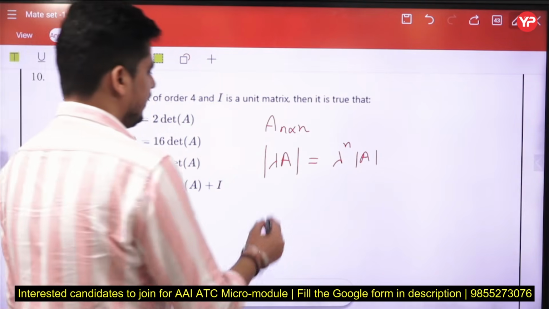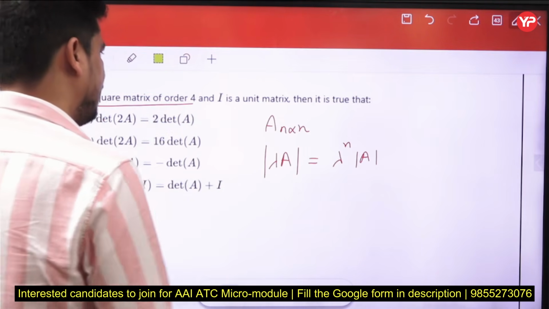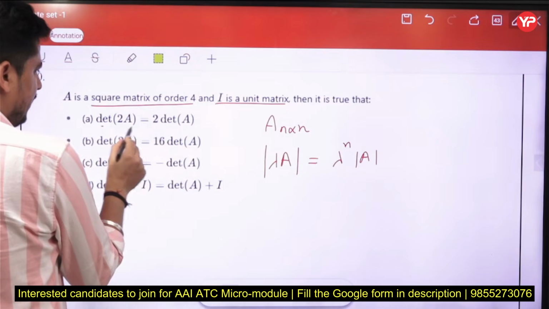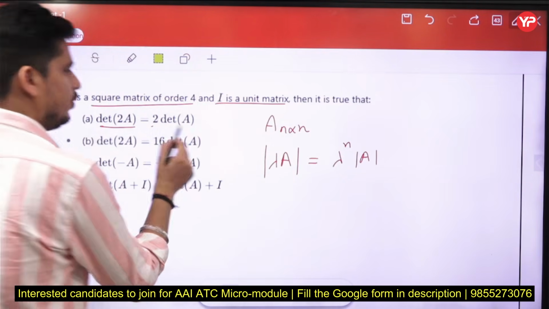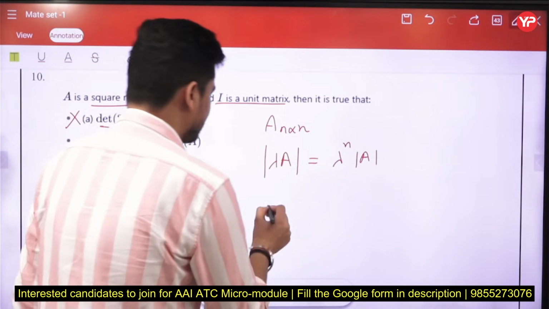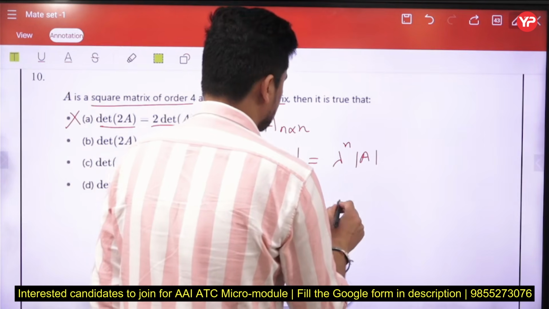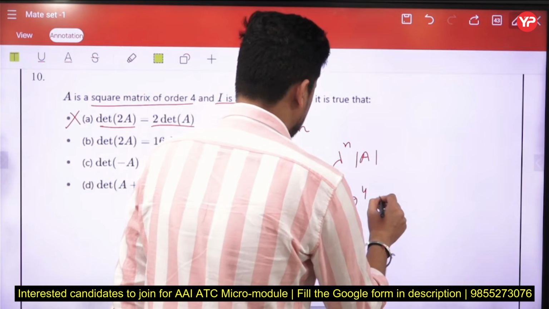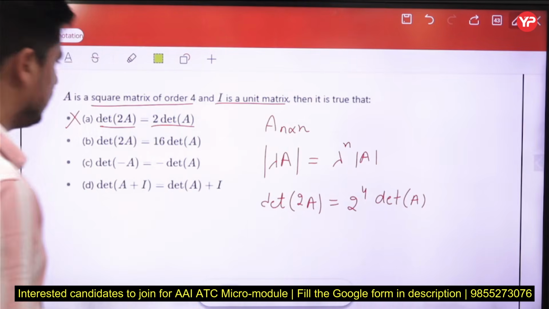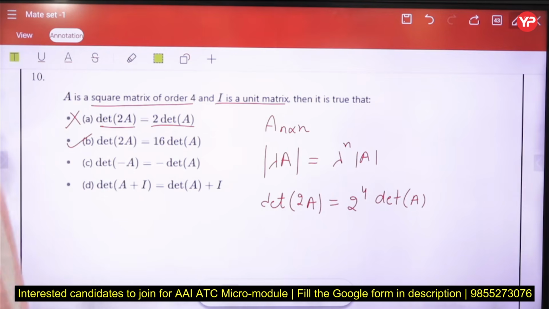So what we can say, if we are finding that square matrix of order 4 and I is the unit matrix, then which one is true? First is determinant of 2 times A equals 2 times determinant of A. That is not true because if I calculate the determinant of 2 times A, A is a 4 cross 4 matrix, then it will be 2 to the power 4 multiplied by determinant of A. That will be the answer. So 2 raised to power 4 is 16. So answer will be B here.